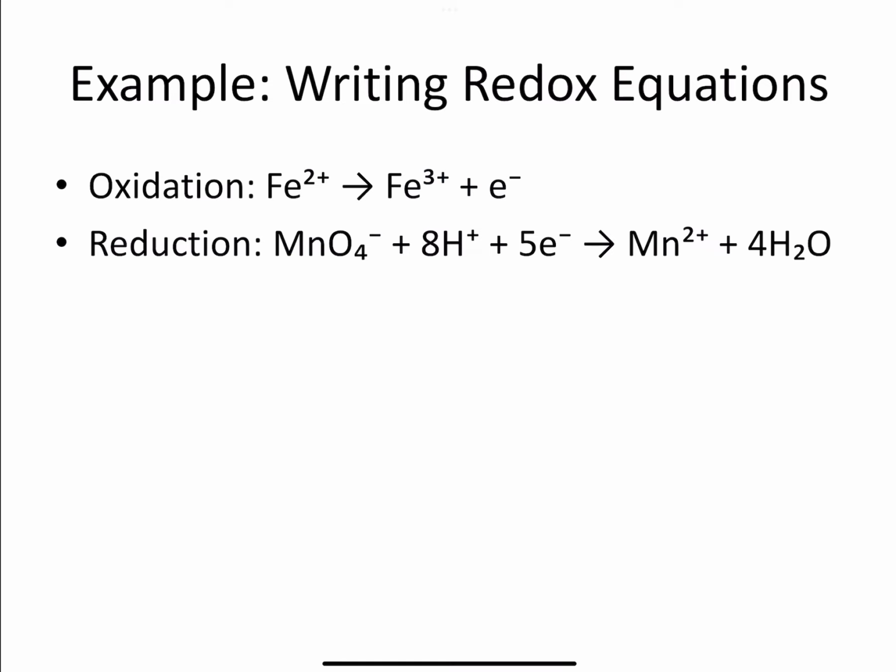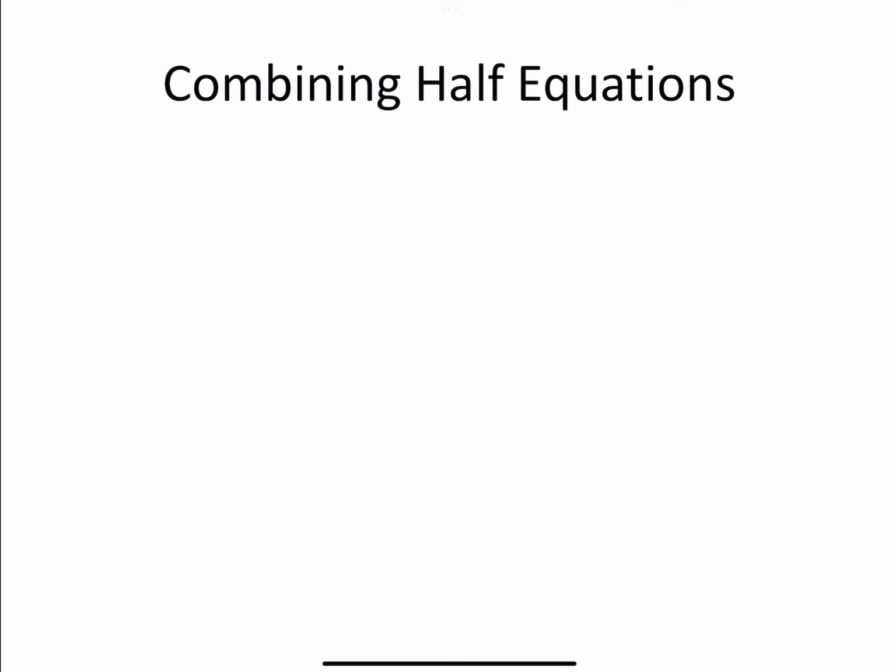How to write a balanced redox equation. So we have a redox reaction which has an oxidation of iron, Fe2+ giving you Fe3+ and an electron, and a reduction, which is the manganate plus 8 H+ plus 5 electrons giving you manganese 2+ and 4 H2O. These are the half equations for both the oxidation and reduction. How can we write the redox equation? Again, this is going to have certain rules or steps we need to follow.